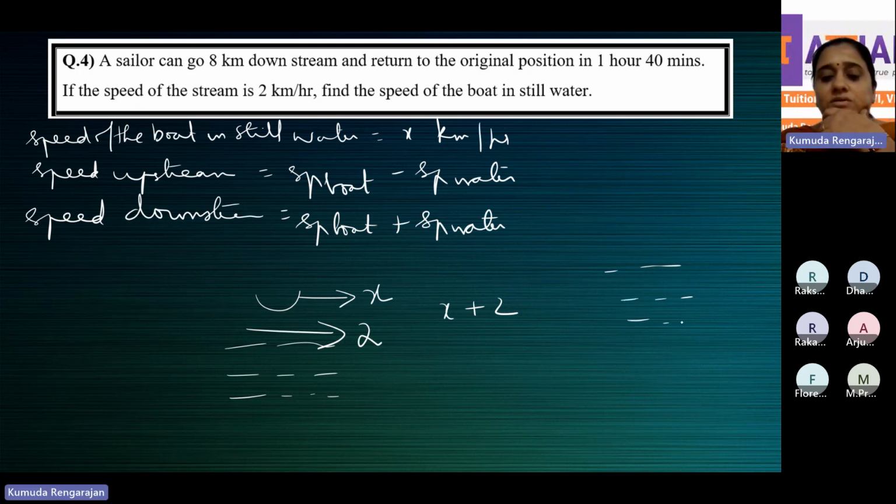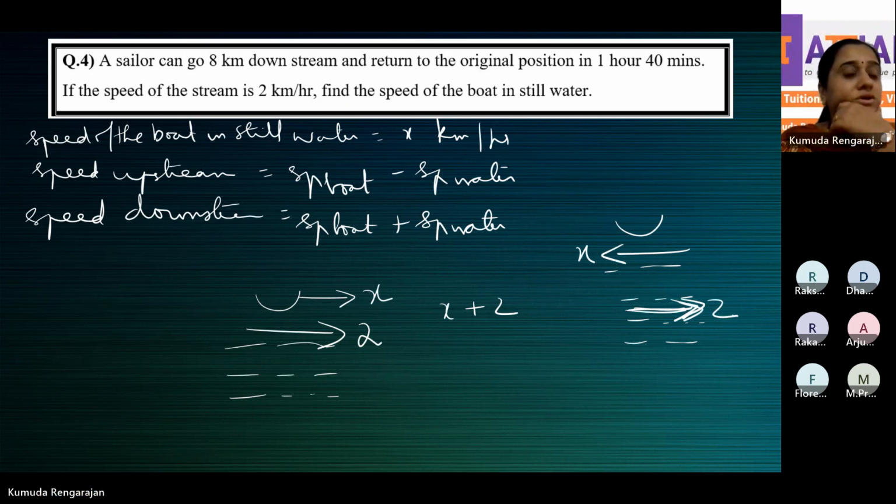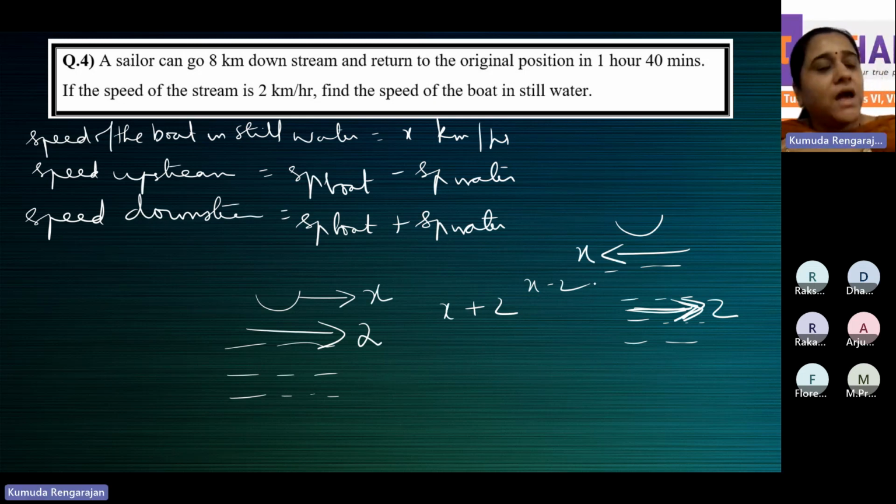But suppose water is flowing in this direction, but your boat is going in this direction. Boat speed is x, but water speed is 2. You're fighting, you're opposing, so the net speed will reduce. So the net speed will be x minus 2. Downstream is add, upstream is subtract, because downstream is the same direction and upstream is opposite directions.